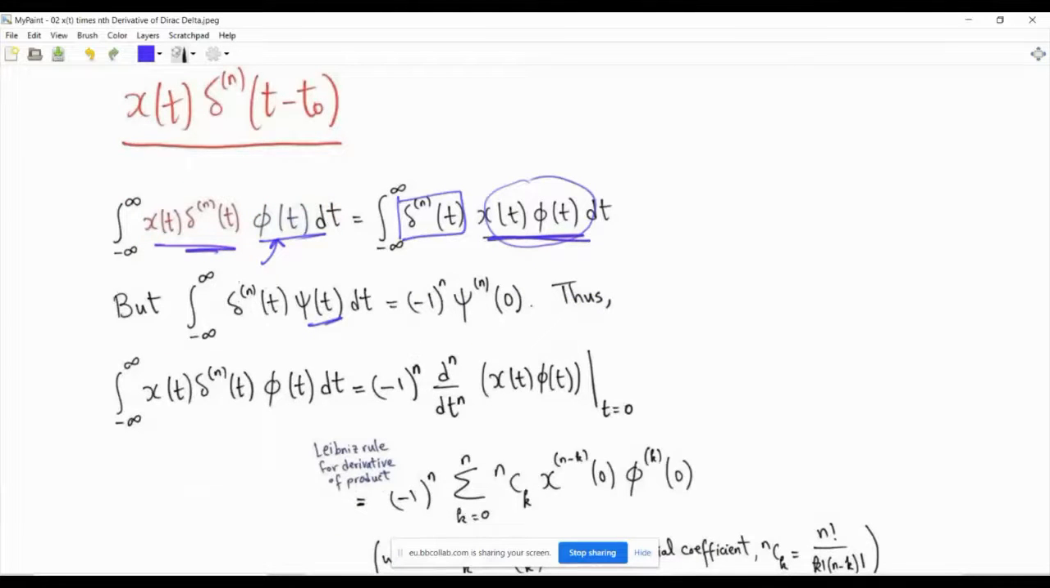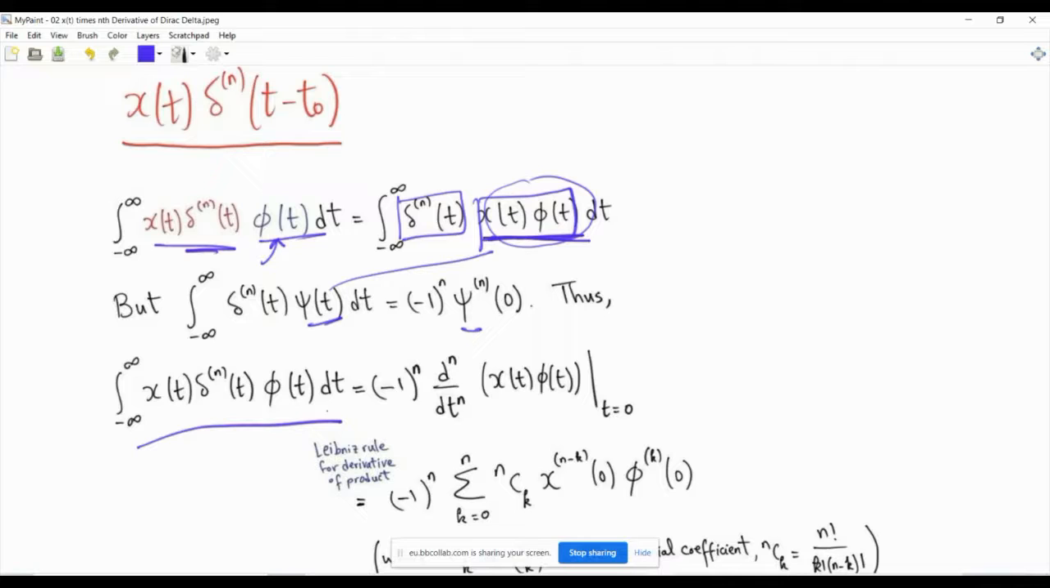Now, if you multiply by the nth derivative of the Dirac delta, then again what you get is the nth derivative of the function evaluated at t equals 0, and then you have minus 1 to the power n. So we just apply this rule here. But what is the function psi of t? So psi of t will be basically this product here.